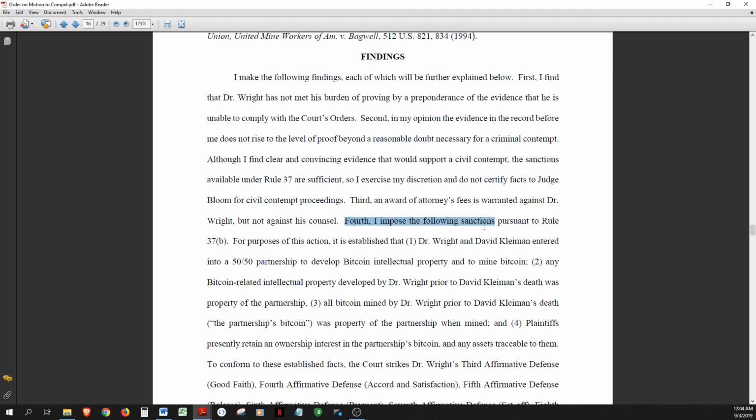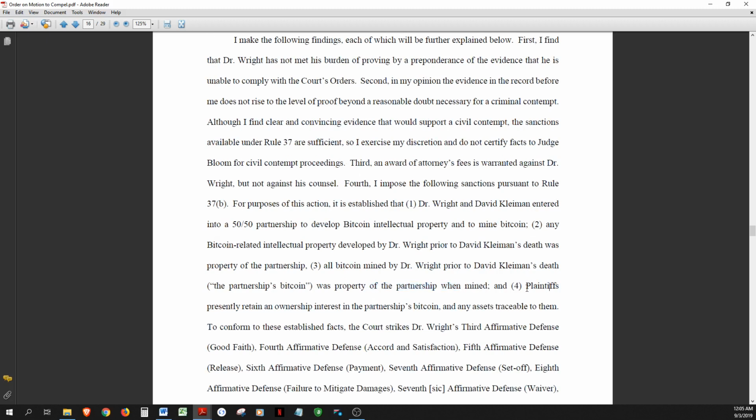Fourth, I impose the following sanctions pursuant to Rule 37(b). So for purposes of this action, it is established that, one, Dr. Wright and David Kleiman entered into a 50-50 partnership to develop Bitcoin intellectual property and mine Bitcoin. Second, that any Bitcoin-related intellectual property developed by Dr. Wright prior to David Kleiman's death was property of the partnership. Third, that all the Bitcoin mined by Dr. Wright and David Kleiman was property of the partnership. And fourth, plaintiffs presently retain an ownership interest in the partnership's Bitcoin and any assets traceable to them.